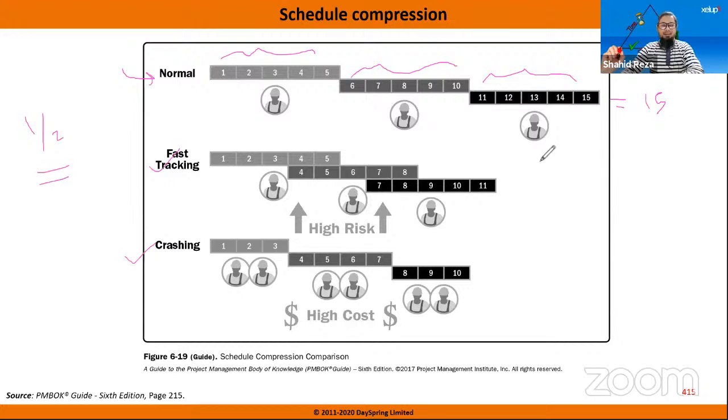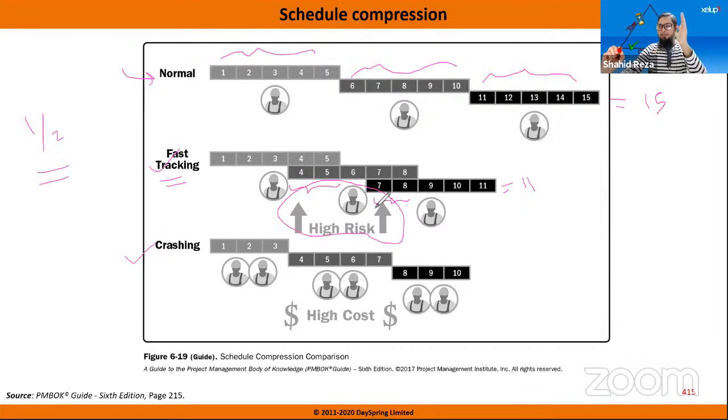Okay. So when you are doing fast tracking, what does it mean? Doing some part of the task parallelly or overlapping. So what are we doing? We are completing tasks parallelly. Here also we are doing parallelly. So it is taking 11 days. We have not increased any resource. We are doing the work parallelly. So what happens? What is the impact?